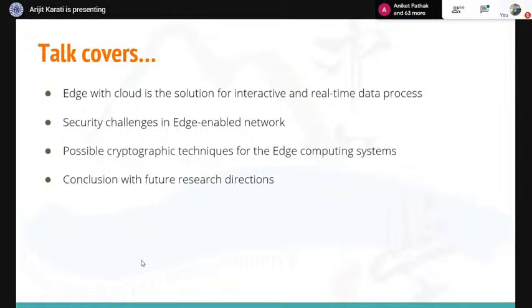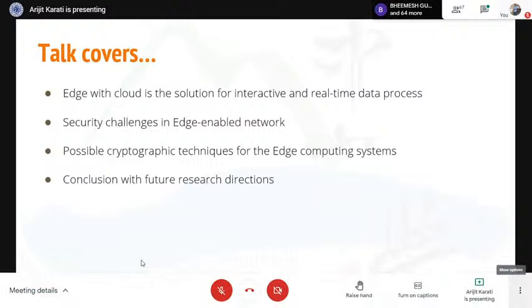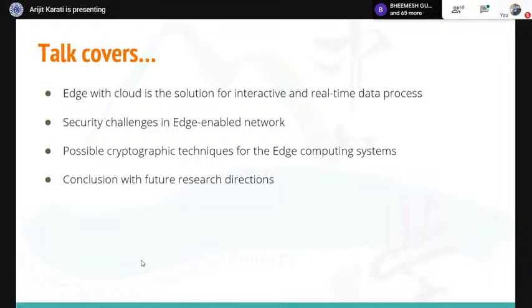The first one: the edge with the cloud is the solution for interactive and real-time data processing. In this part, we'll discuss the architecture of edge computing models, and the requirements and challenges we can face in those particular models. Then we'll try to find some security challenges in edge-enabled networks. After that, we'll highlight some cryptographic techniques that can answer those problems. And finally, we'll conclude the talk with some concluding remarks and future research directions.